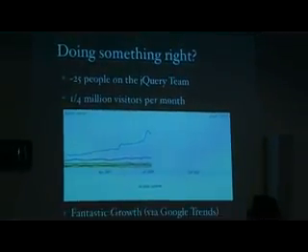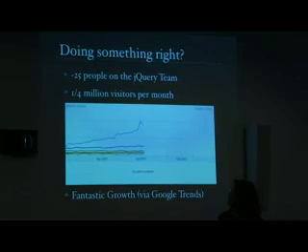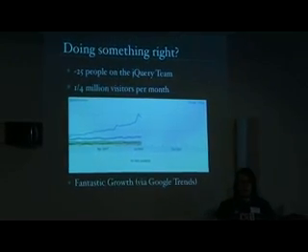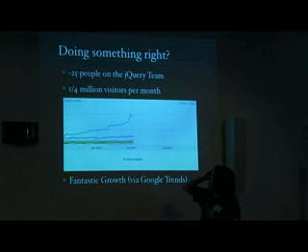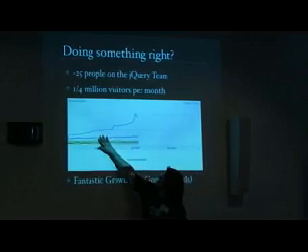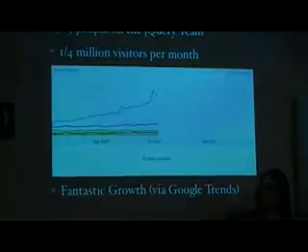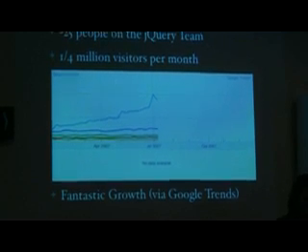And personally, I'd like to think that I did something at least decent with jQuery. Currently, we have about 25 people working on jQuery in all various aspects of it. It gets about 250,000 visitors per month, and this is on Google Trends here. You can probably guess which one is jQuery, and these are the other popular JavaScript libraries like Prototype and Dojo. So I think we're doing pretty well for ourselves at the moment.